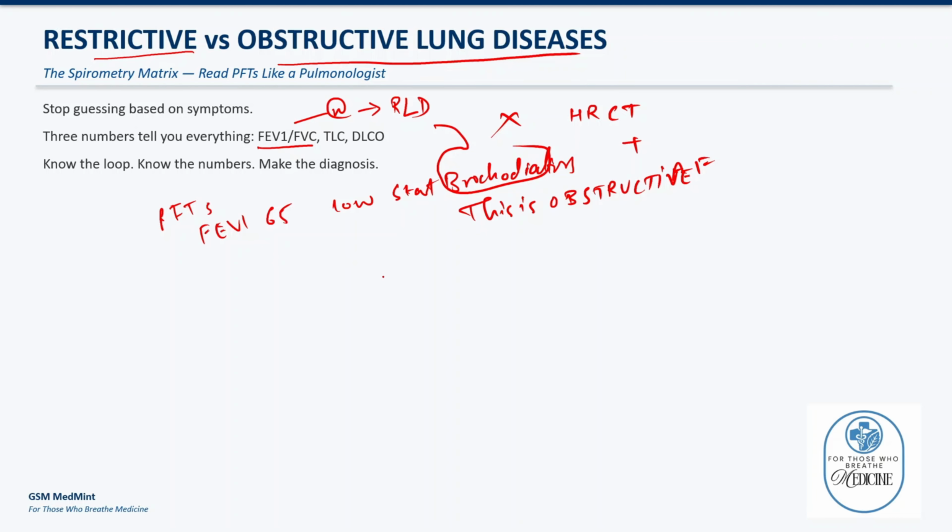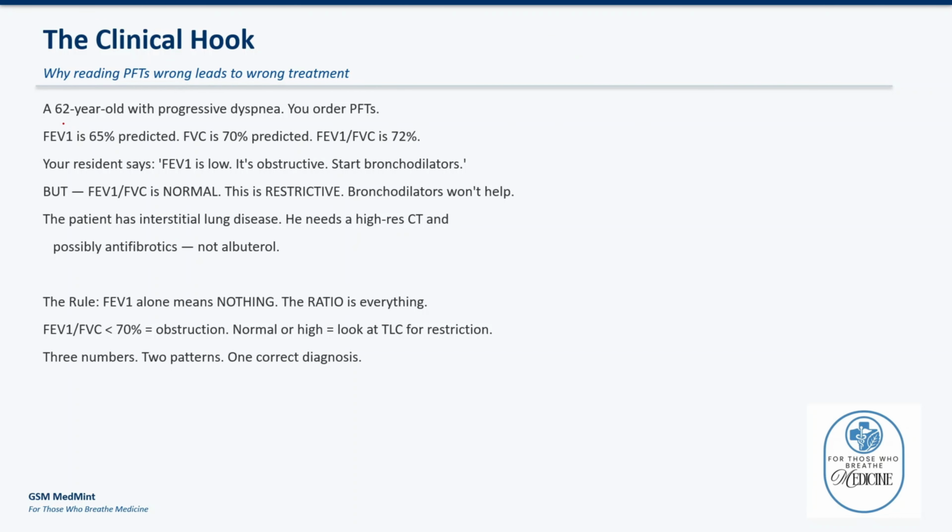So let's dive in. Picture this, a 62-year-old with progressive dyspnea over 6 months, you order pulmonary function tests. The report comes back, the FEV1 is 65% predicted. The FVC is 70% predicted. The FEV1 over FVC ratio is 72%. Your senior looks at the FEV1 and says, this is low, this is obstructive, start albuterol and tiotropium, the bronchodilators.